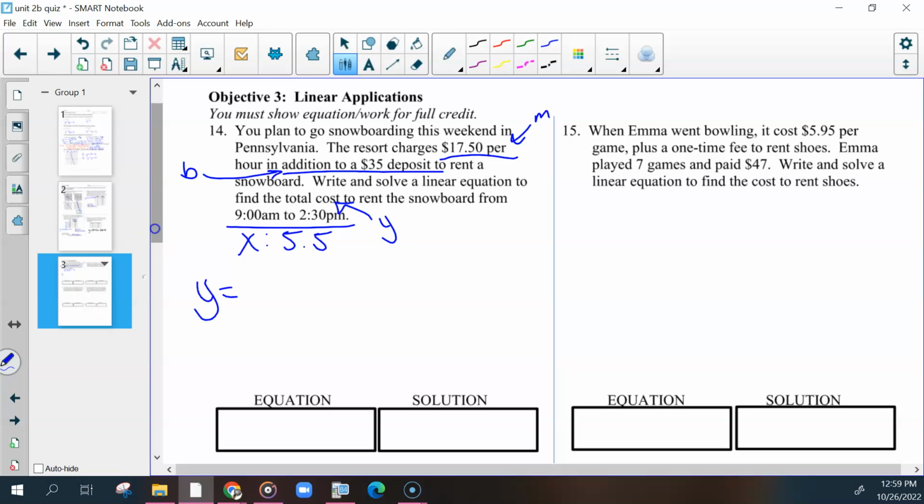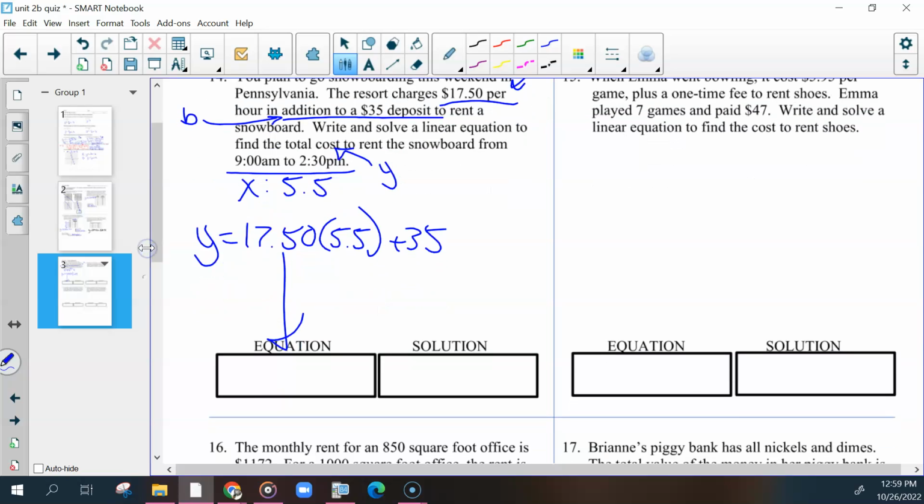We don't know our Y. We know our M. We know our X. And we know our B. That would be our equation. Because you can put that in the calculator and do that all at the same time, I wasn't really looking for work here. If you showed it, that was great. And then get your solution. So that one was worth 3 points. Questions on that one?